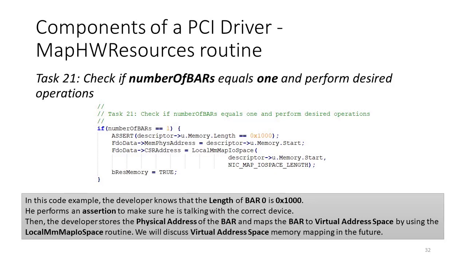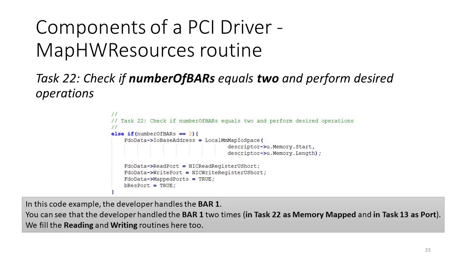The developer stores the physical address of the bar and maps the bar to virtual address space by using the local MapIO space routine. We will discuss virtual address space memory mapping in the future. Task number 22, check if the number of bars equals 2 and perform the desired operations.